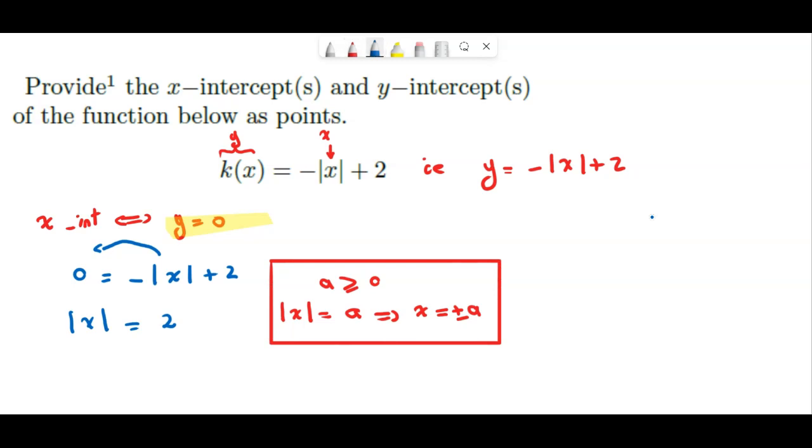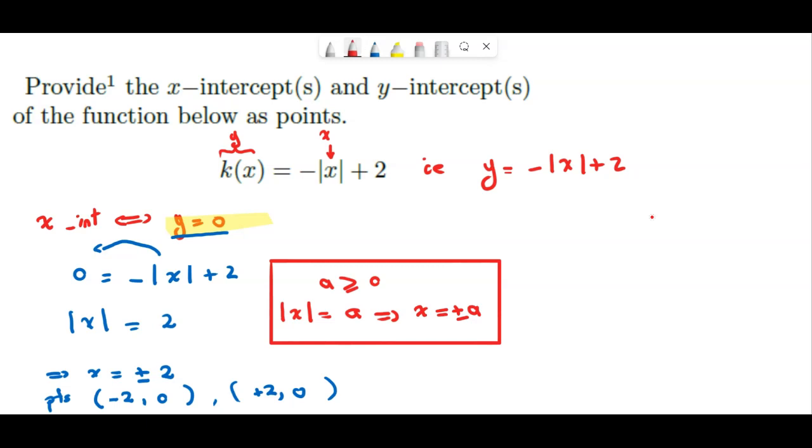Okay, so applying the formula, x would be equal to plus or minus 2. So what are the two points? I have two values of x, so there are 2 points. In one of the points, the x is going to be negative 2. In the other point, it is going to be a positive 2. And what will be the value of the y? Remember, the value of the y was fixed in the beginning. That's 0 and 0. All right, so these 2 points are the x-intercepts.